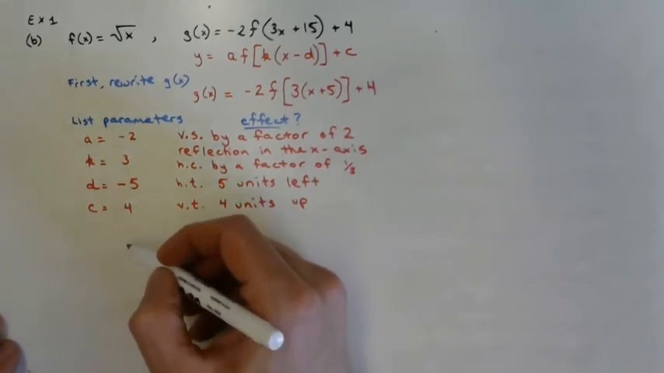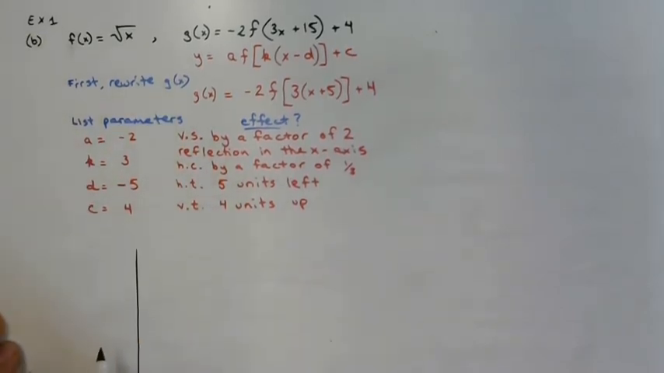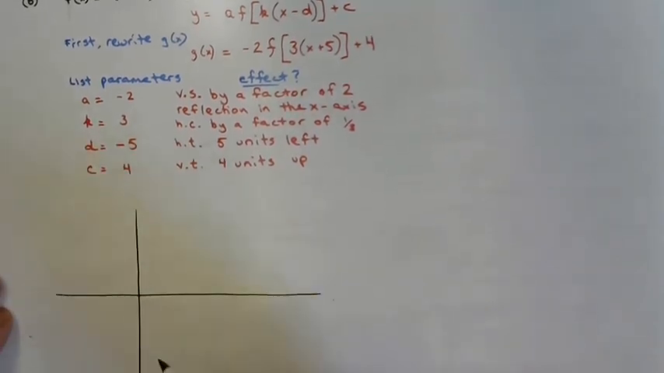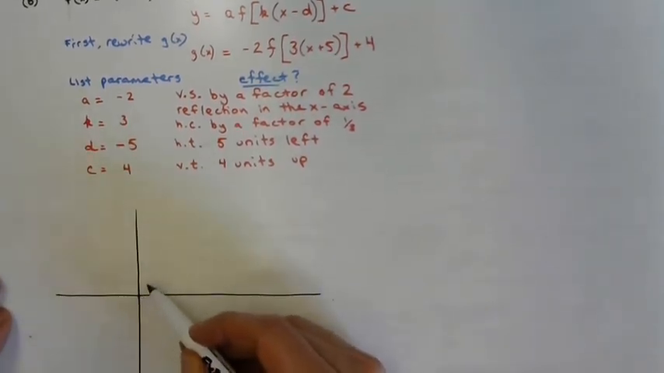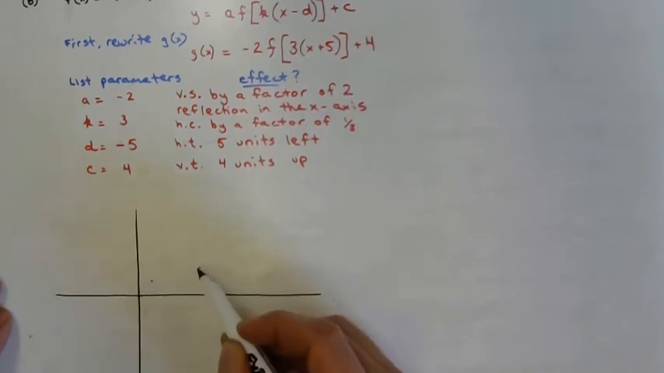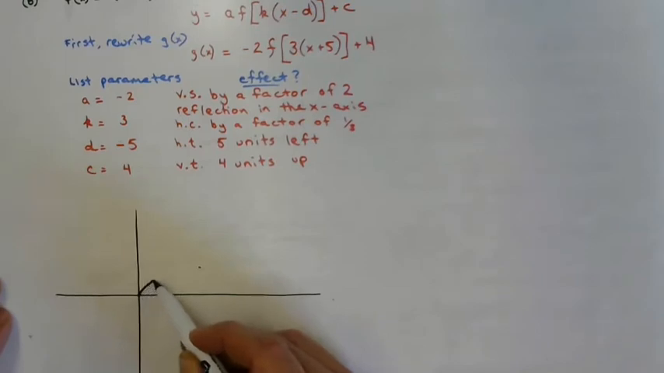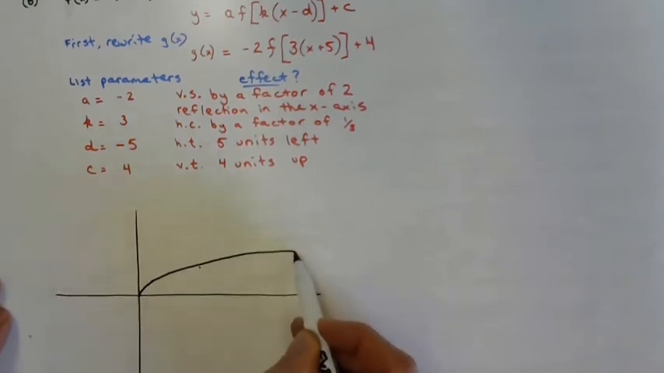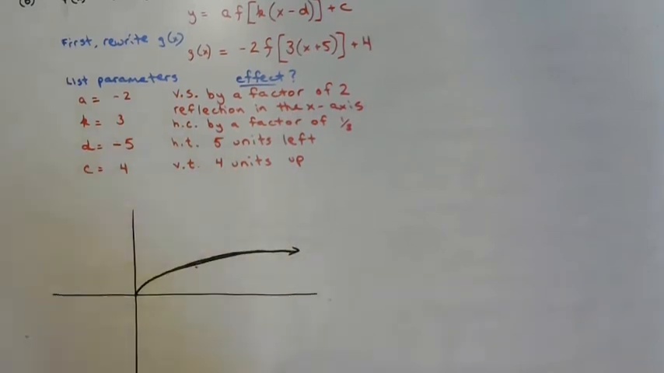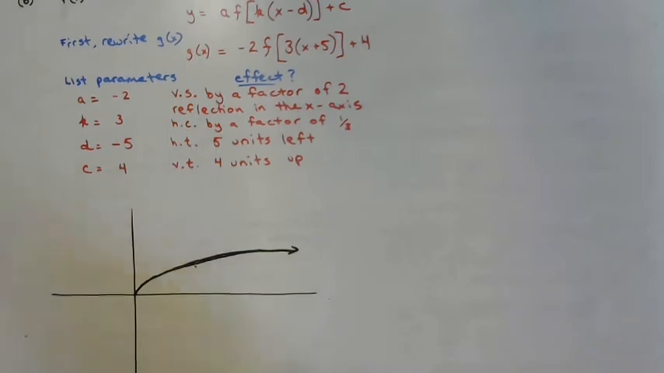I'm going to draw. The parent function is a square root function. So it goes through 1, 1. It goes through 4, 2. That was a messy page. It goes through 9, 3, sorry. All right, what are we going to do to this thing? We have to do it in the right order.